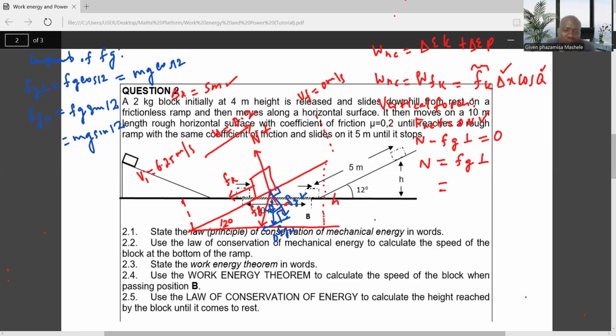And what is Fg perpendicular? Fg perpendicular is mg cos 12. I believe you're following. And what is the m? The m is 2. So 2 times 9.8 times cos of 12. Let's get the answer. 2 multiplied by 9.8 multiplied by the cos of 12. This will give us 19.17.